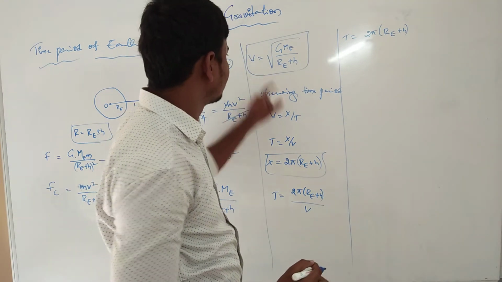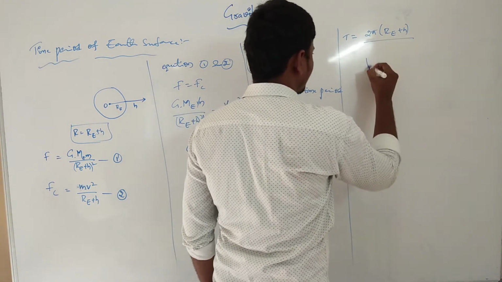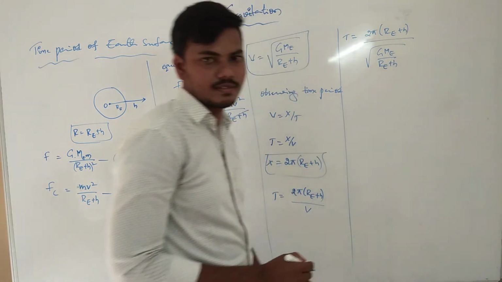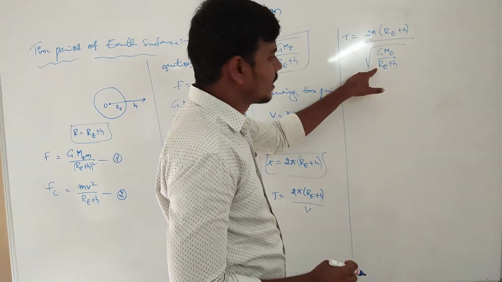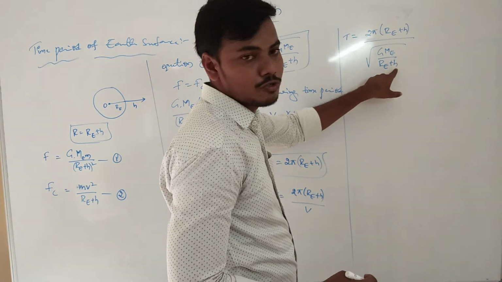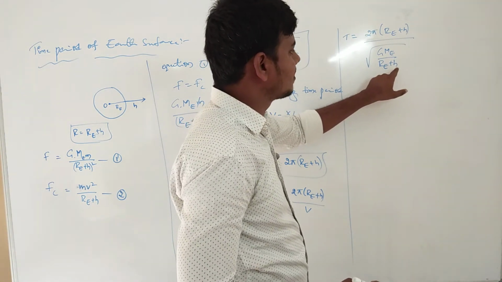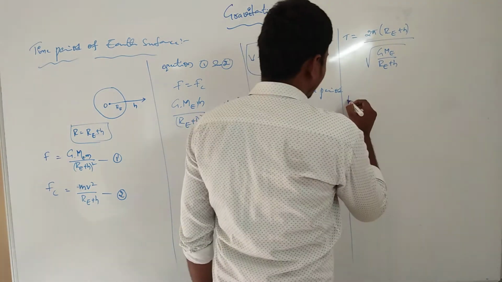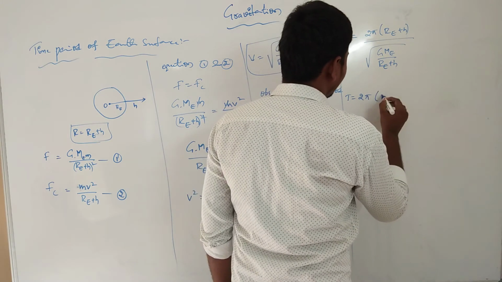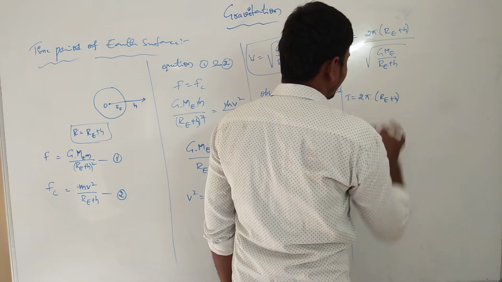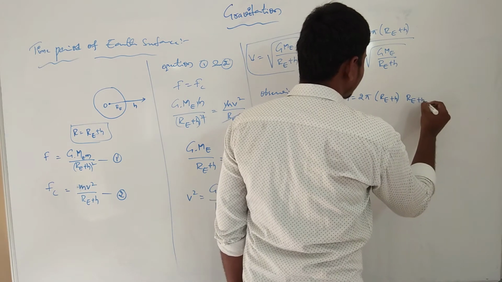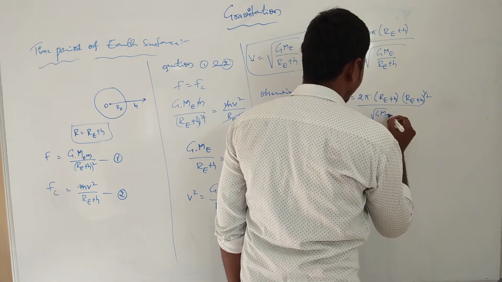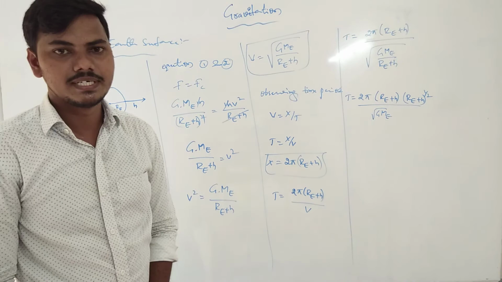Since v is equal to square root of capital G, capital M_E by R_E plus h, this is the equation, and this is a square root problem. Now we apply R_E plus h to the power 1 by 2. Numerically, the denominator factor can be taken as a numerator function. Now the time period T is equal to 2 pi into R_E plus h, clearly into R_E plus h to the power 1 by 2, by square root of G M_E.